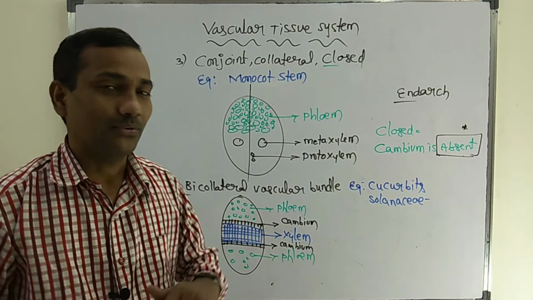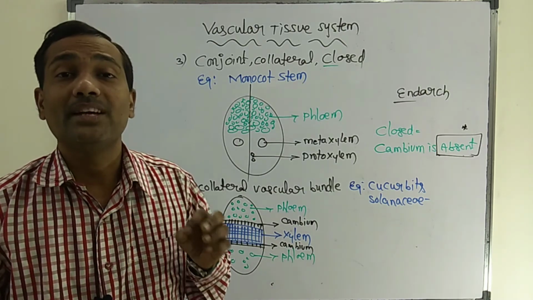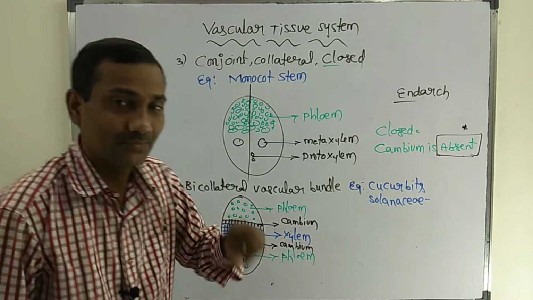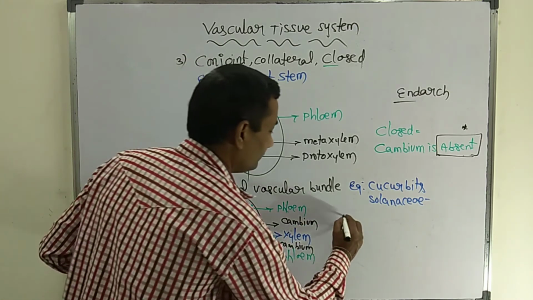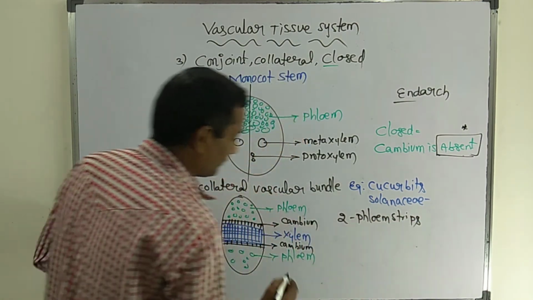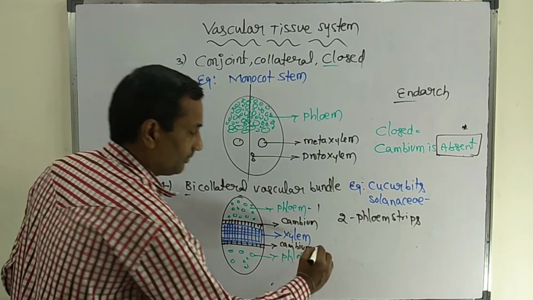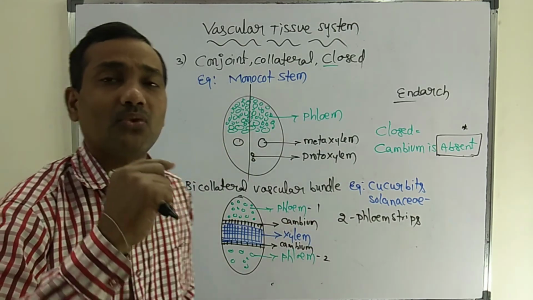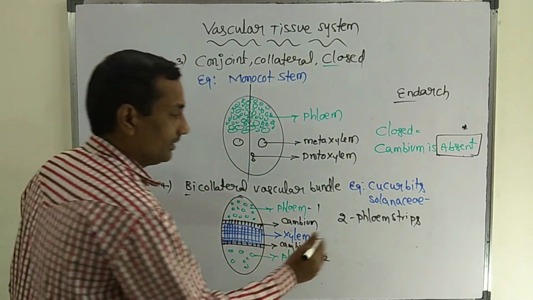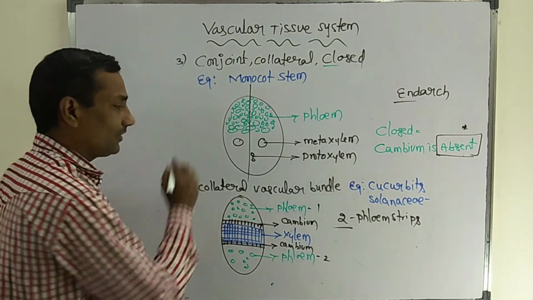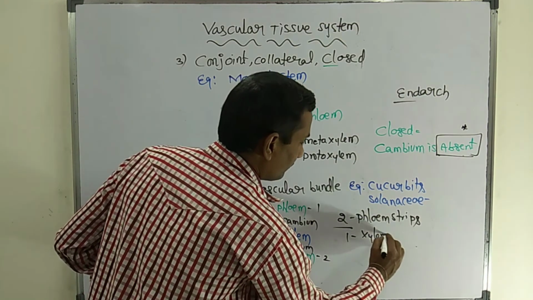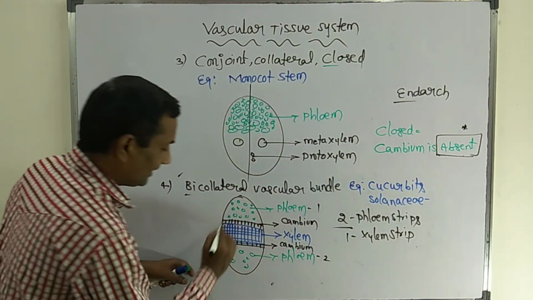So in exam, what type of question can you expect? How many phloem strips are found in this type of vascular bundle? Phloem strips, phloem patches, 2 phloem strips. This is the first strip, this is the second strip, or phloem patches, because phloem is found in 2 places in this type of vascular bundle. 2 phloem strips are found in bicollateral vascular bundle. 1 xylem strip will be there only at center.